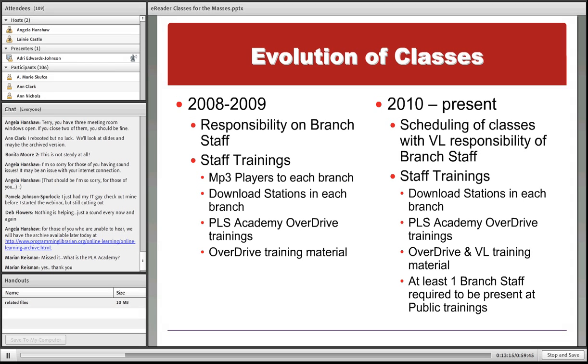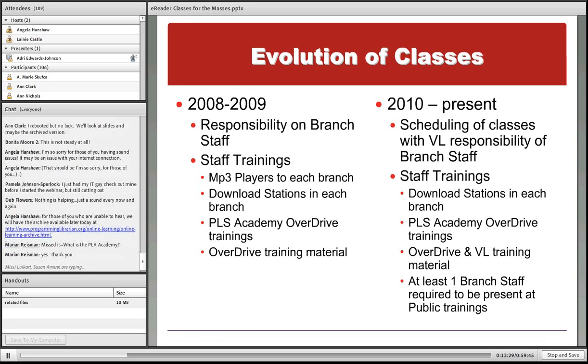So in 2010, the scheduling of classes, it was the virtual library staff's responsibility to come in as guest lecturer, basically, or guest instructor. But the branch staff were responsible for scheduling it with us. So they looked at their programs to see when they had a gap, when they wanted to offer a class. So we started doing that in 2010. We still continued our staff trainings, however.